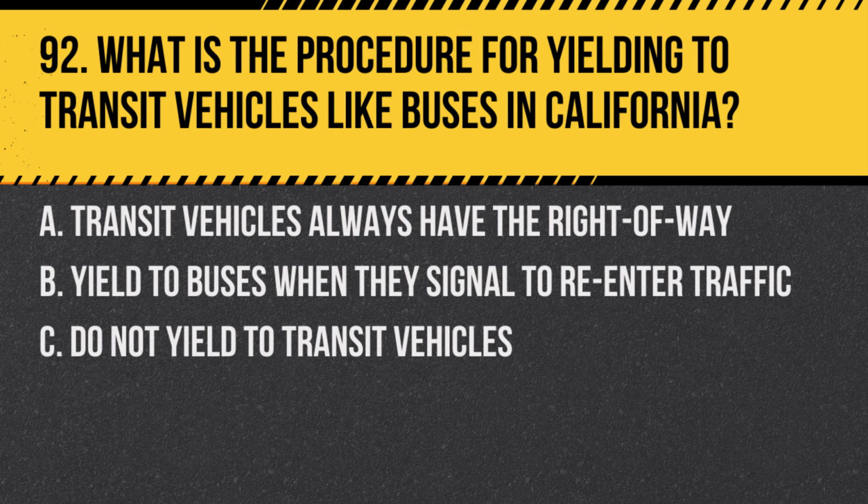Question 92. What is the procedure for yielding to transit vehicles like buses in California? A. Transit vehicles always have the right of way. B. Yield to buses when they signal to re-enter traffic. C. Do not yield to transit vehicles.